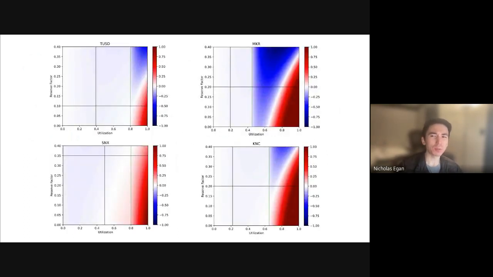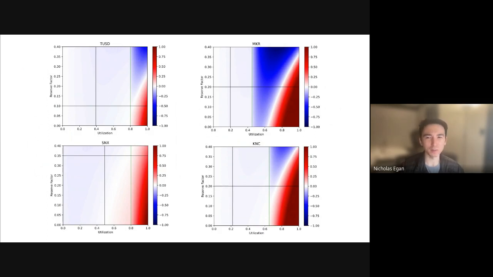These heat maps show the profitability of recursive borrowing for 4 different assets. The utilization rate is on the x-axis, the reserve factor is on the y-axis, and the color shows profitability, with red being profitable and blue being unprofitable. The current reserve factor and utilization are in gray as horizontal and vertical lines, and the vertical green line shows the current optimal utilization.